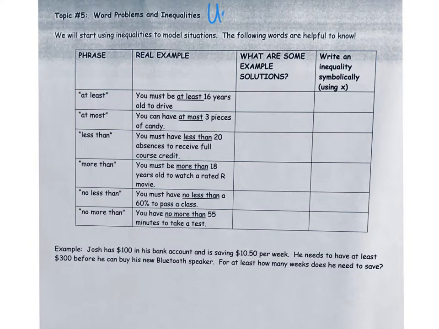This is a Unit 2A, Topic 5 video talking about word problems and inequalities. And our focus today is on what happens when you see these phrases in a word problem. What do they mean? These are easiest to think about if you think about what values would make them true. So in our first example, it says you must be at least 16 years old.